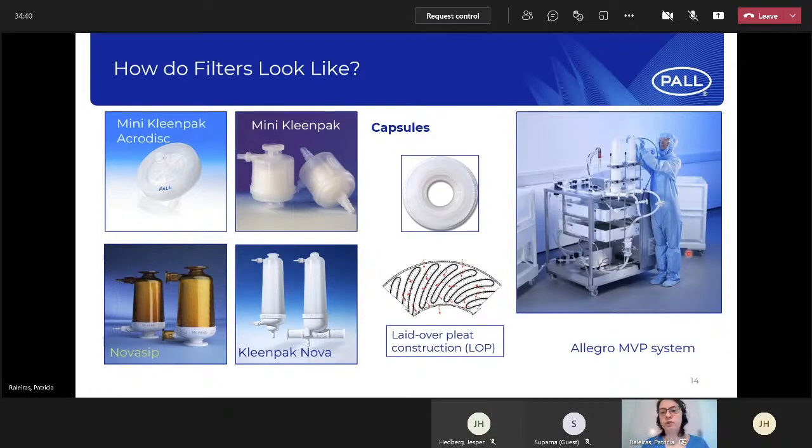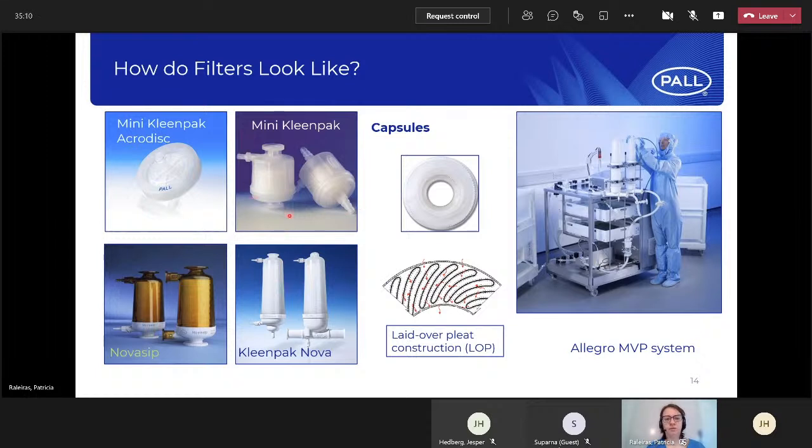So how do filters look like, in fact? Here are some examples from Pall's portfolio. So you might be very used to filters like the Mini Clean Pack. So they are syringe filters. And they're very easy to use. You just put them on a syringe and filter a few milliliters, and that's done. But that only works for a few milliliters. So if you need to go to higher volumes, you will need bigger capsules.